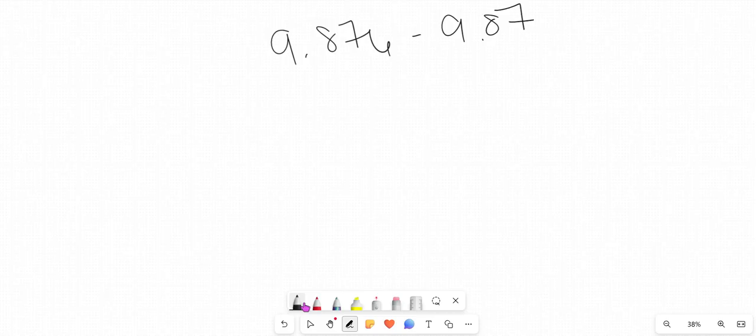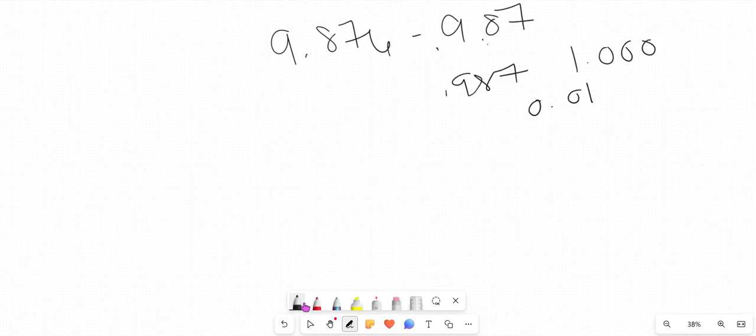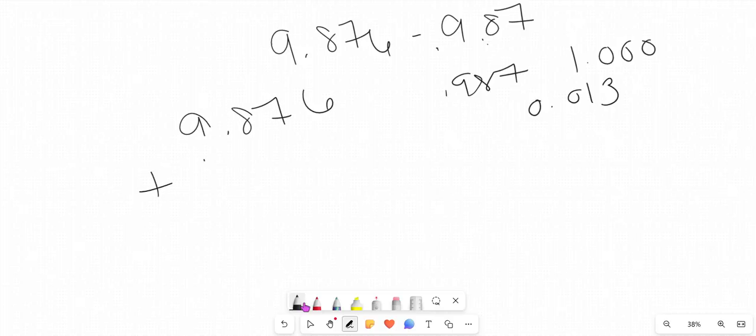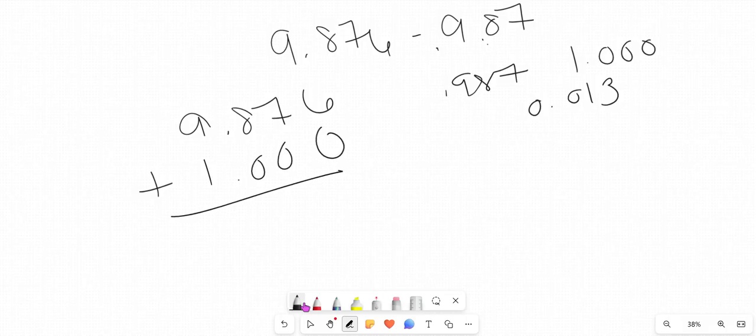So you can round, it's 0.987. You can round 0.987 to 1.000. And to do that, you're just adding 0.013. So then we're going to add 9.876 plus 1.000, which is giving us 8.876. Since you subtracted the 0.013, you're just going to add it back.